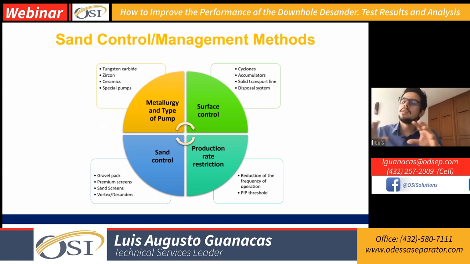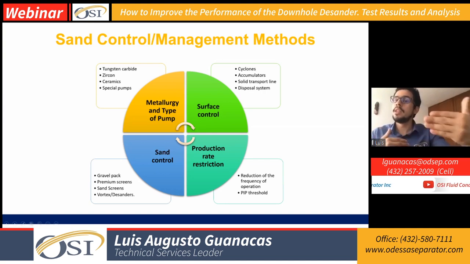Or we can have sand control methods below your pump, which means premium screens, production screens, wire wraps, or you can have desanders. We are going to focus right now on desanders because it's the most widespread technology right now, and it is very effective. Like Gustavo said at the beginning, the cost-effectiveness relationship is pretty interesting. And we want to focus not only on how it works, we want to go beyond that and explain to you how to optimize your desander.